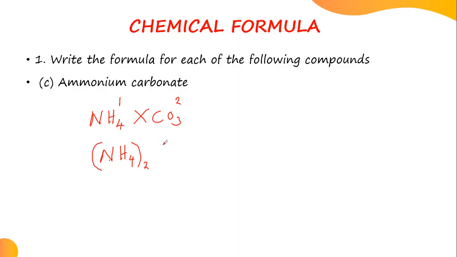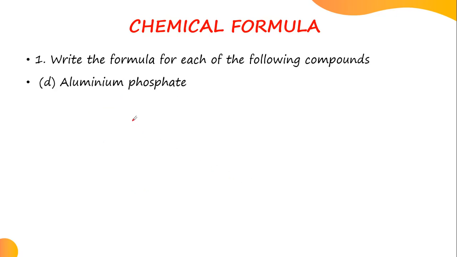And let's write for the carbonate, CO3. We're done. That's how it's done. The ammonium is just giving us 1. And if it's 1, don't write it. So that's how you write ammonium carbonate. As simple as that. So let's go now to the fourth one.